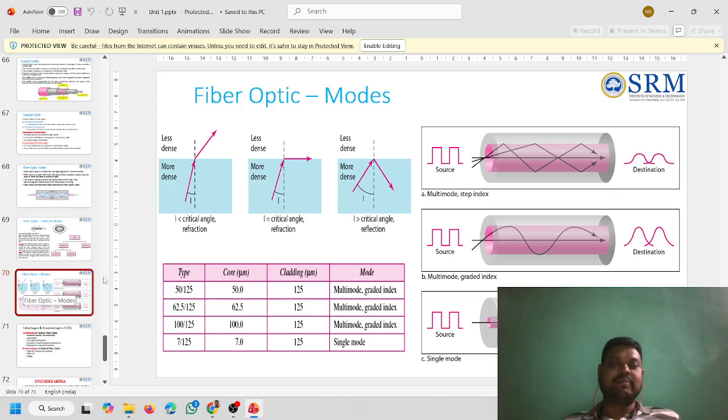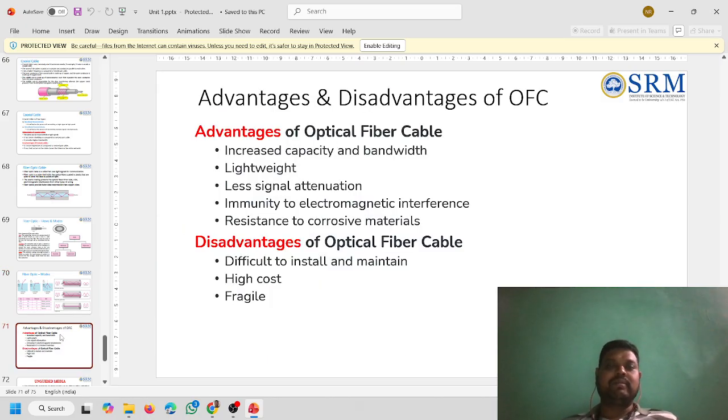So it depends upon the angle of incidence and critical angle, the refraction will take place in fiber optic and it will determine the path direction, right? So the advantages and disadvantages of optical fiber cable. See, increased capacity and bandwidth. So it will support large bandwidth transmission, lightweight, because we are using glass or plastic as the core and cladding layers, and the outer jacket will be made up of plastic, right?